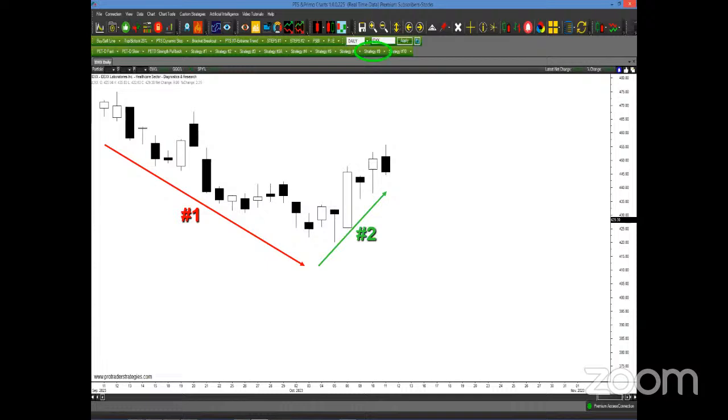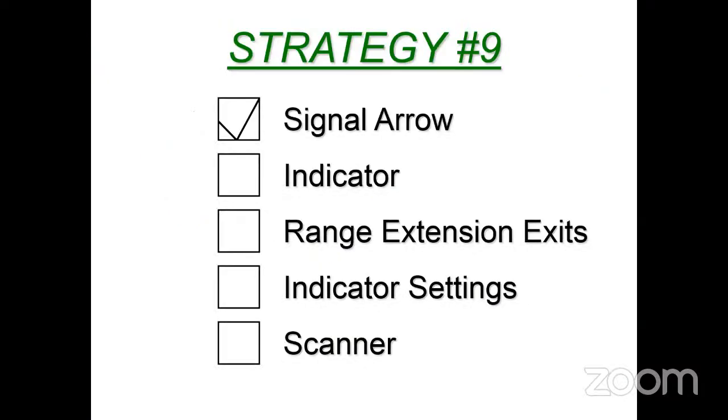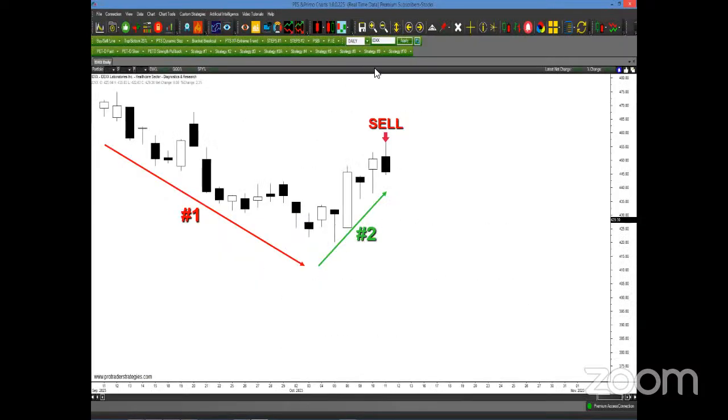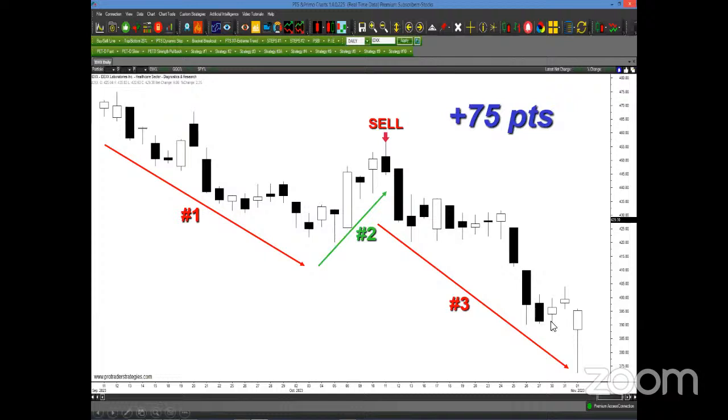We click on strategy number 9 in the green strategy tab on our platform. In the drop-down menu, click on signal arrow. And we see here that we have right at the top a sell signal right here. Where everyone else was buying, thinking that IDXX had bottomed out last month, just about 2 or 3 weeks ago, guess what? We were selling on a strategy number 9 signal, and you could have potentially made in phase 3 75 points coming into this month, November.